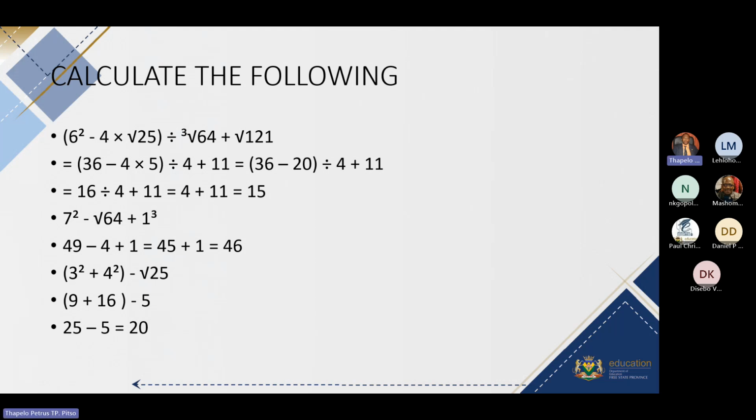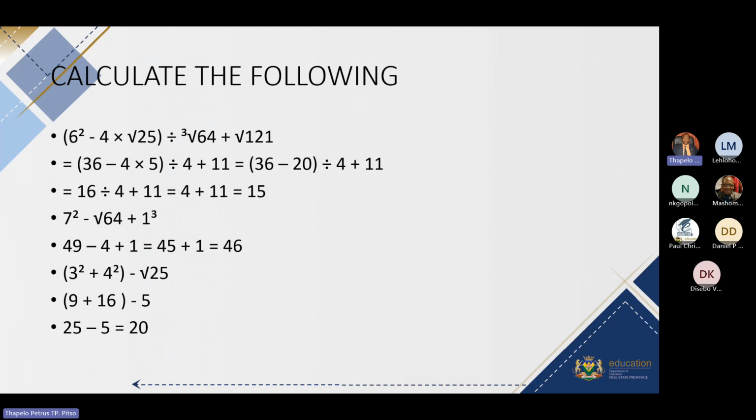Work in the bracket. From there, we'll see our next step. In the bracket, your 6 squared is 36 minus 4. But remember, in terms of BODMAS, multiplication comes before subtraction. Therefore, we must multiply first in that case. Hence, we say, okay, 36 minus 20.